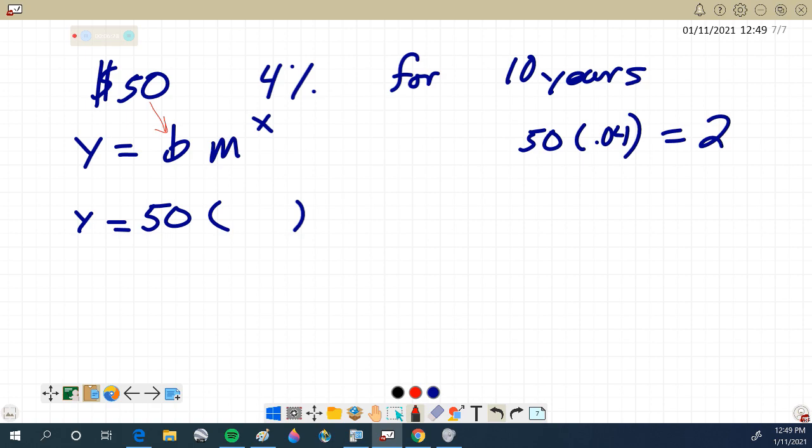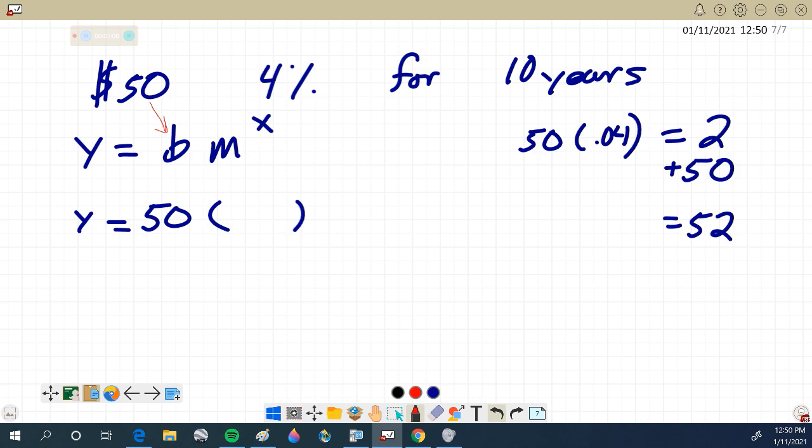I add it to 50. And I get 52. Okay? But that's only for 1 year. Right? We need to do that 10 times. Nobody wants to do that, right? So you would have to do 50 times 0.04 is 2 plus 50 is 52. Now what? 52 times 0.04, get your answer, add that to 52, and you need to do that 10 times. So we don't want to do it that way.